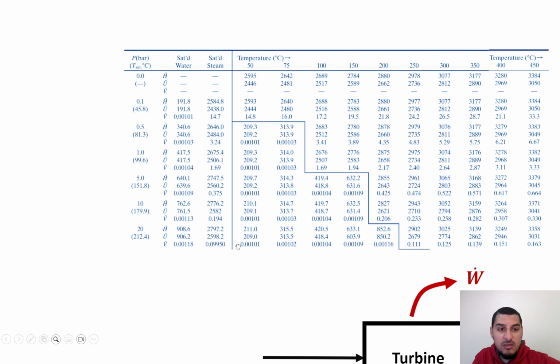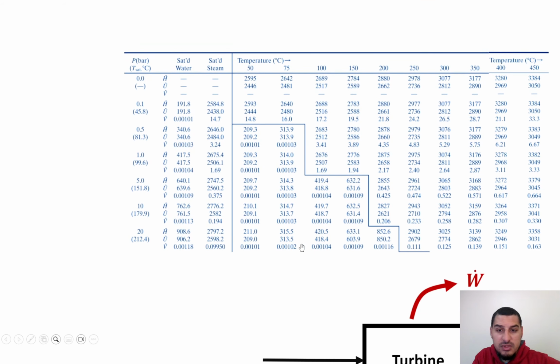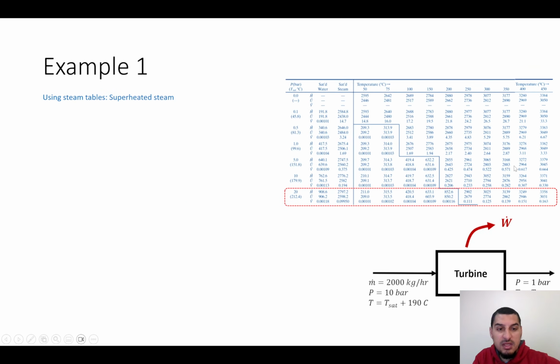So if you go to the 20 bars line, so this is the 20 bars. To know the temperature, we must check the saturation temperature first, because it's 200 Celsius more than the saturation temperature. So saturation temperature is 212.4. So the temperature of the steam is 200 degrees Celsius more than this, which is 412. We have data about 400 degrees and 450. So it should be somewhere between these two values. So this is the line of interest.